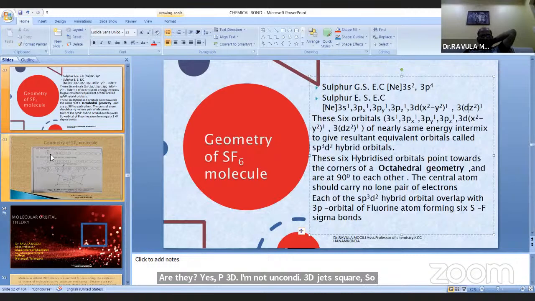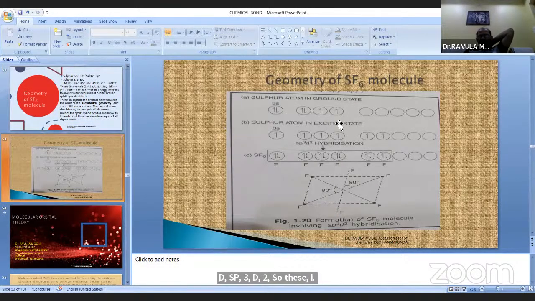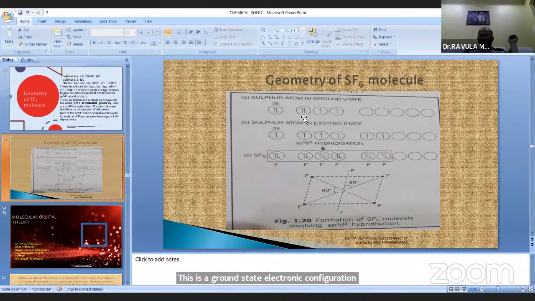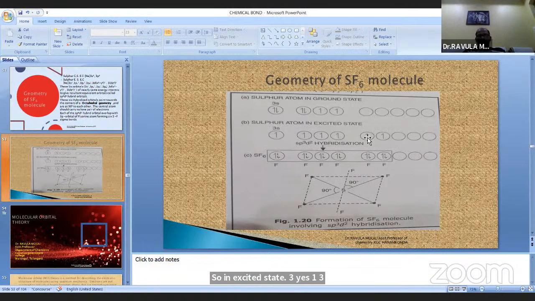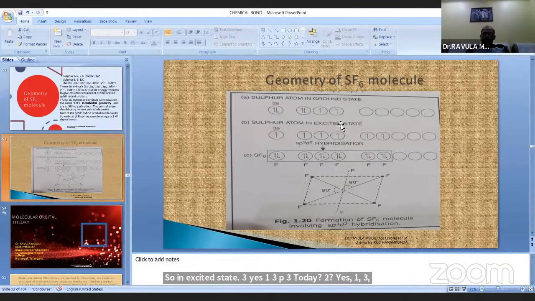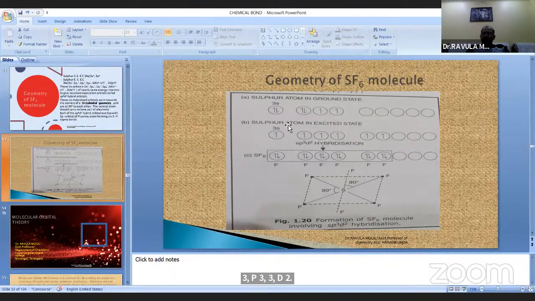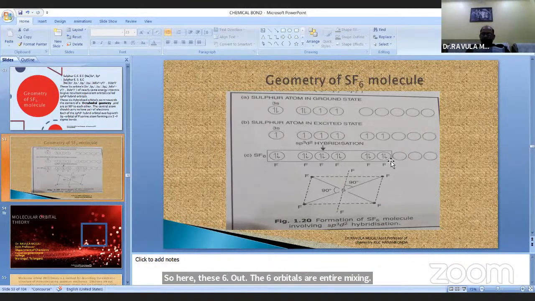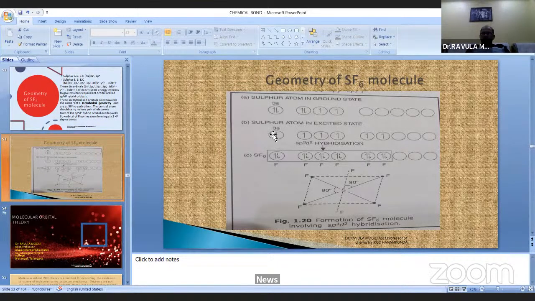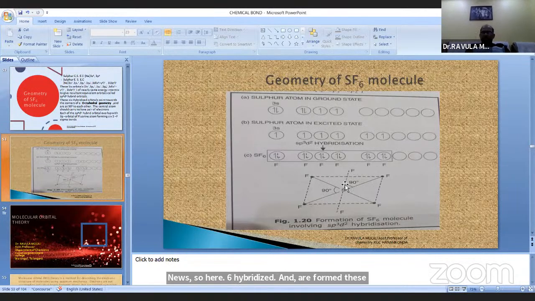So these hybridized orbitals are arranged in octahedral geometry. You see here, this is the ground state electronic configuration. Next, one of the electrons shifted from p orbital to d orbital and one more electron shifted from s orbital to d orbital. So in the excited state it is 3s1 3p3 3d2. So here these 6 orbitals are intermixing to get a new set of 6 hybridized orbitals. These hybridized orbitals overlap with fluorine pz orbitals.